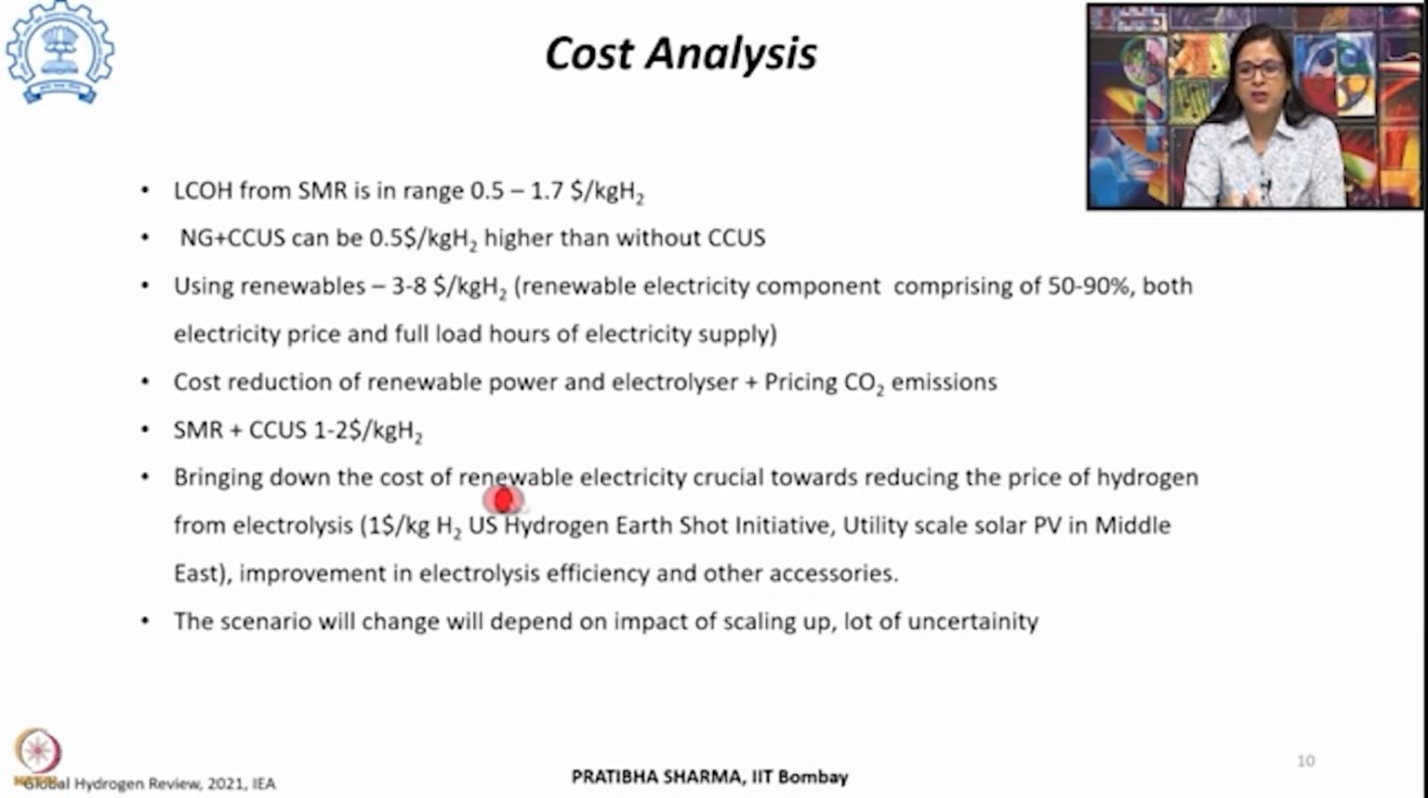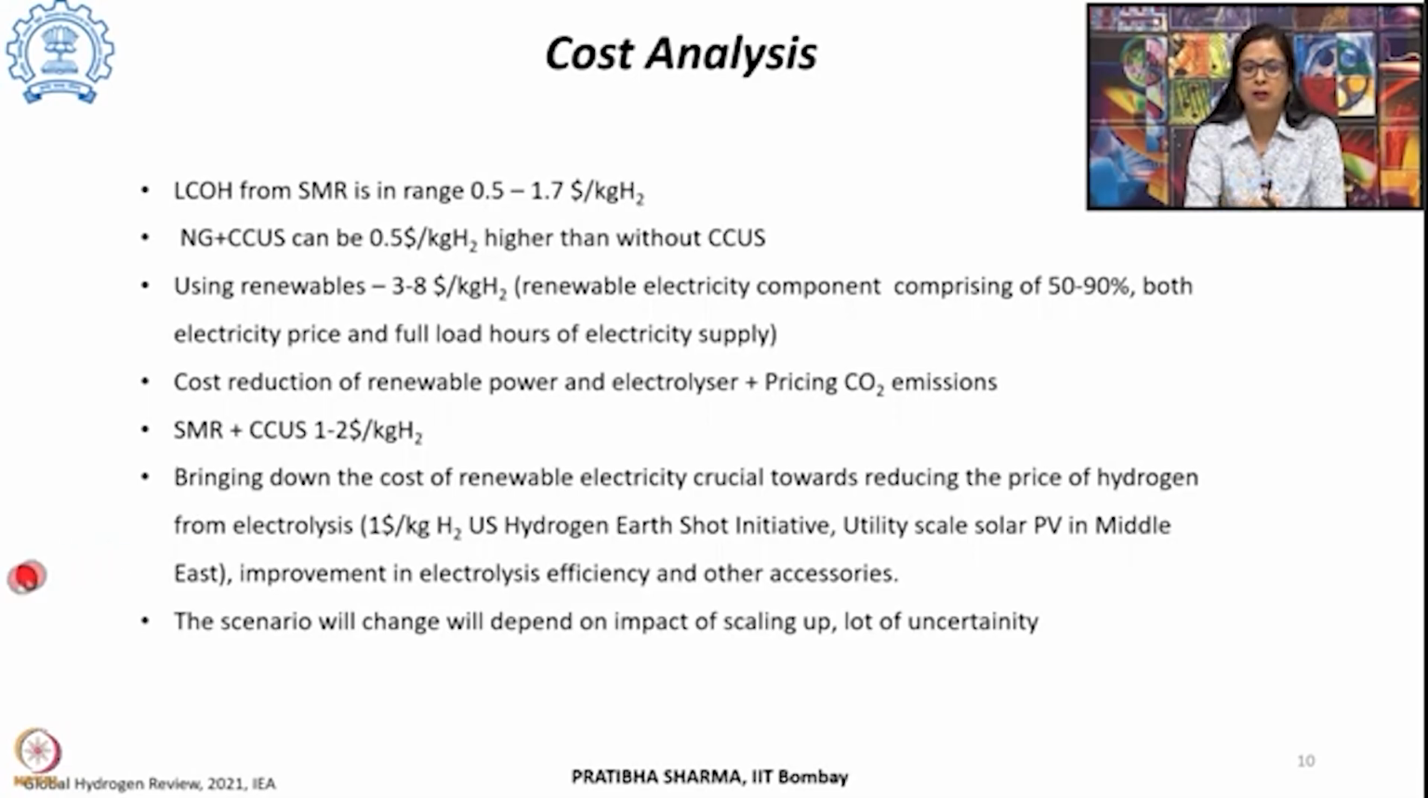Similar to that, a utility scale solar PV project, that tendering has been done in the Middle East, and the bid that has been done in 2019-2020 has even shown prices as low as $14 to $17 per megawatt hour of the electricity price, renewable based electricity price. So all these will be crucial towards bringing down the cost of renewable electricity.